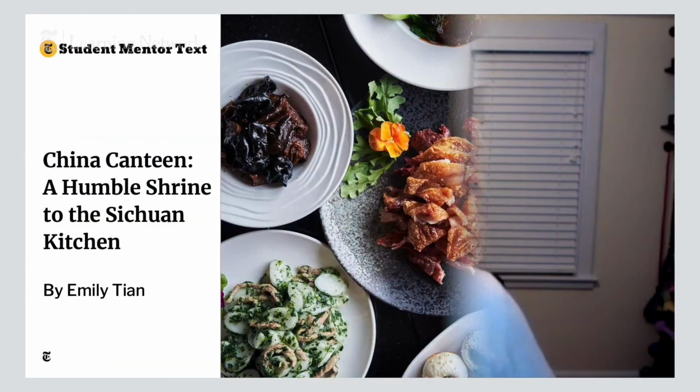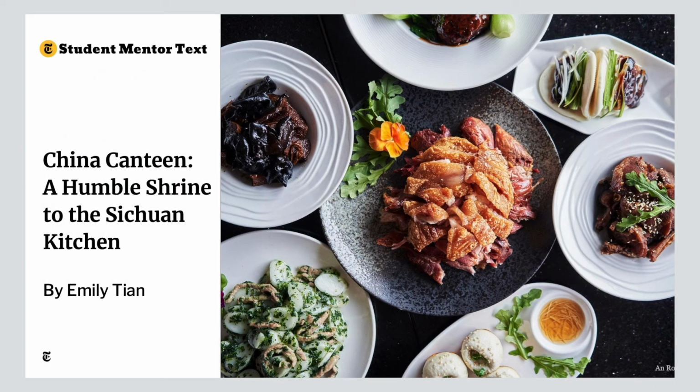All right. So why don't we take another look at a different review, which is, of course, about food. So this is a review by Emily Tian. It's called China Canteen, a humble shrine to the Sichuan kitchen. So let's take a quick look at what Emily wrote. And again, we're going to invite you to see if you can identify any sensory images.